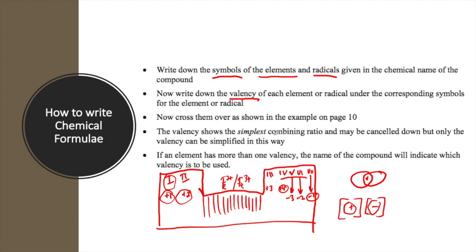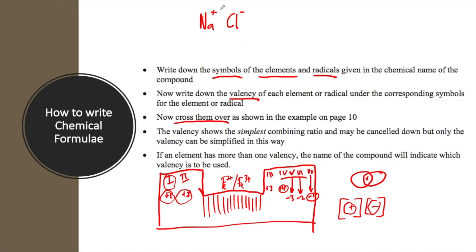Okay, so once we have written down the elements and their valency, for example, I'll just do one above here. If the question is asking me to write the chemical formula of sodium chloride, first I write this element, sodium, and then the valency being positive. And then I write the element chlorine, because it's chloride, right? So negative. Next step is you cross them over.